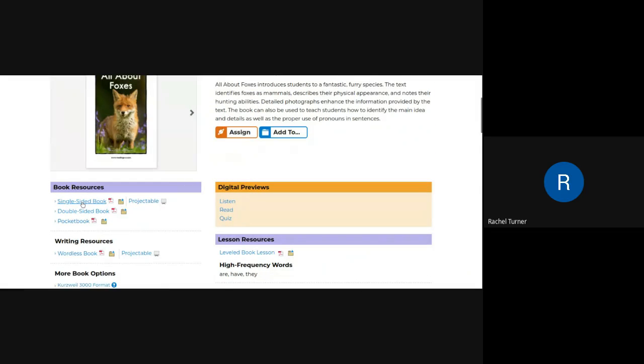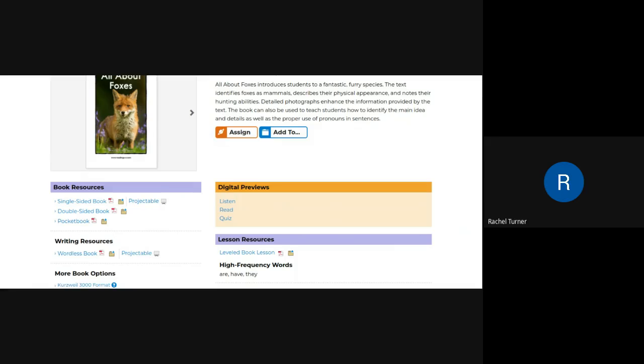So then we go to get the book so the student can actually see it. I click on single-sided book. So that brings the whole story up. And then I always go to show in folder, click that. And then it'll come up here at the top. So then you double click that and the story comes up.